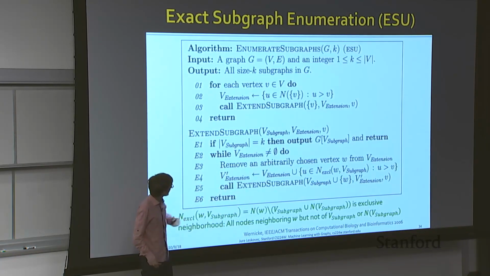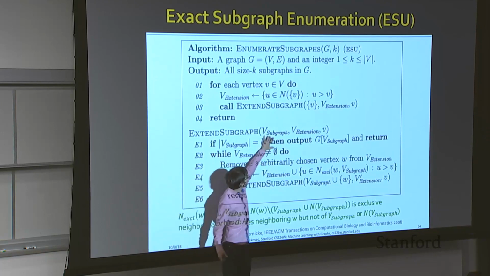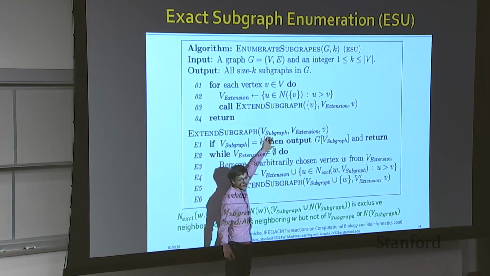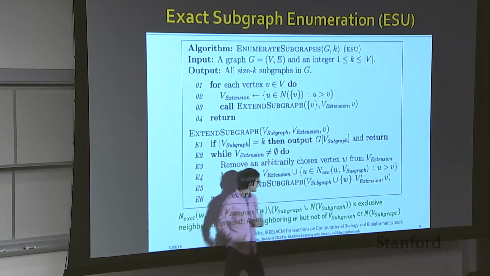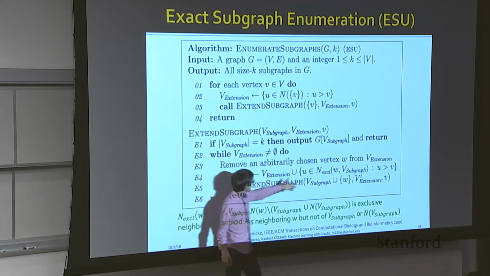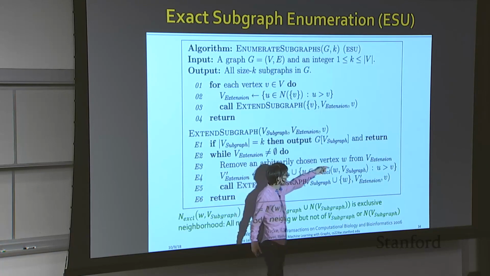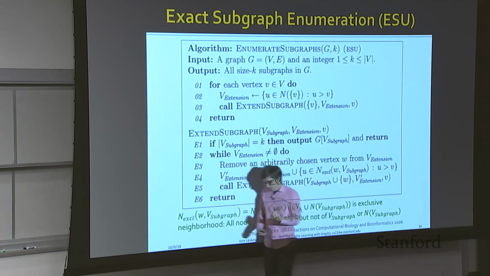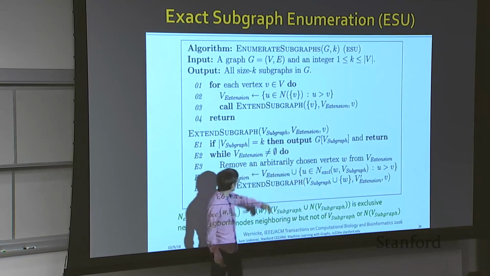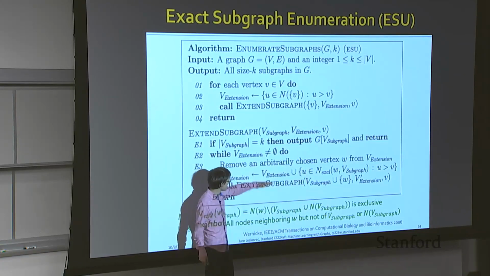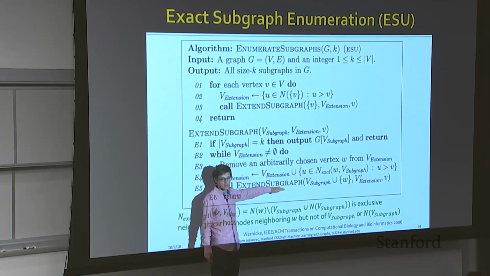And the way this will work is that given the subgraph I have built so far, which at the first iteration will be just a single node v, and a set of nodes to which we can extend, we will essentially go and say, let's pick an arbitrary node from this extension, let's add it into our subgraph, and let's update our extension set and run the same routine again.